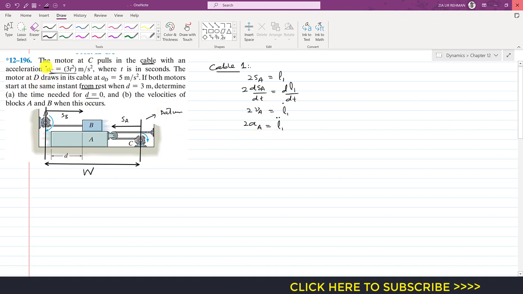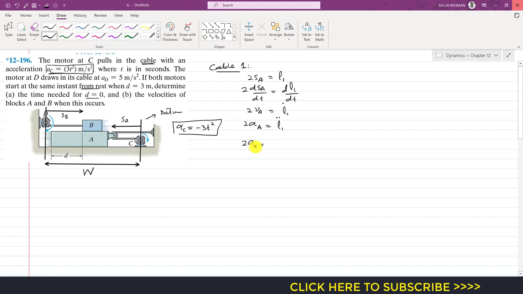Which is given that AC is equal to 3t², right? The positive direction of SA is towards the left, and the motor is pulling the cable towards the right. So this means that in our defined coordinate system, AC will be equal to minus 3t².